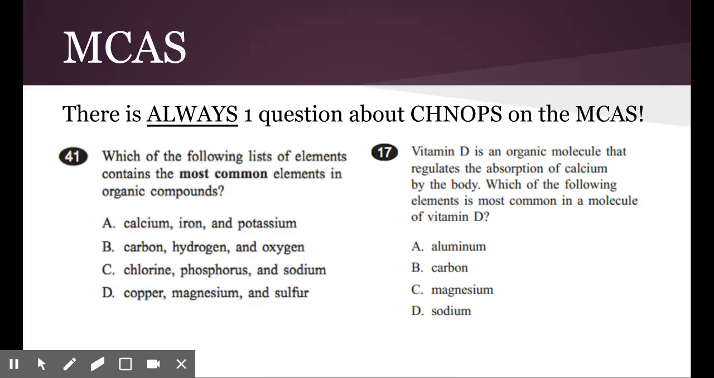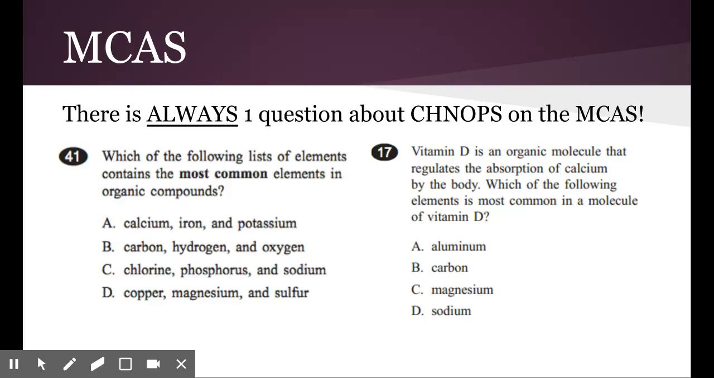All right. On MCAS, which we know is coming up in June for us, there's always one question about CHNOPS. They just like to ask a question about this every single year. And again, it's one of those straight memorization tasks. If you know you're talking about something that's living, then you should apply CHNOPS to it. So take a look. Question number 41 is our first one on the left. Which of the following lists of elements contain the most common elements in organic compounds? Good. We should have seen that B gives us carbon, hydrogen, and oxygen, which is the CHO of CHNOPS. So that is the answer there.